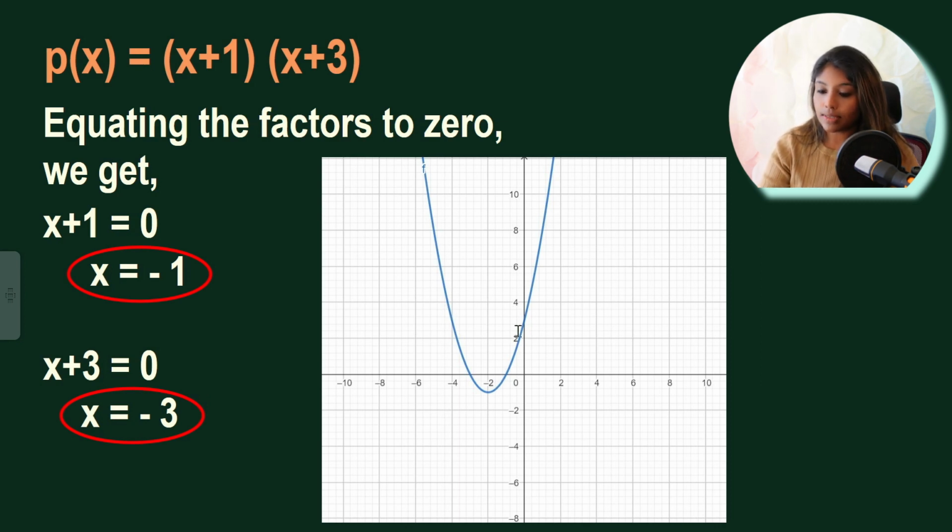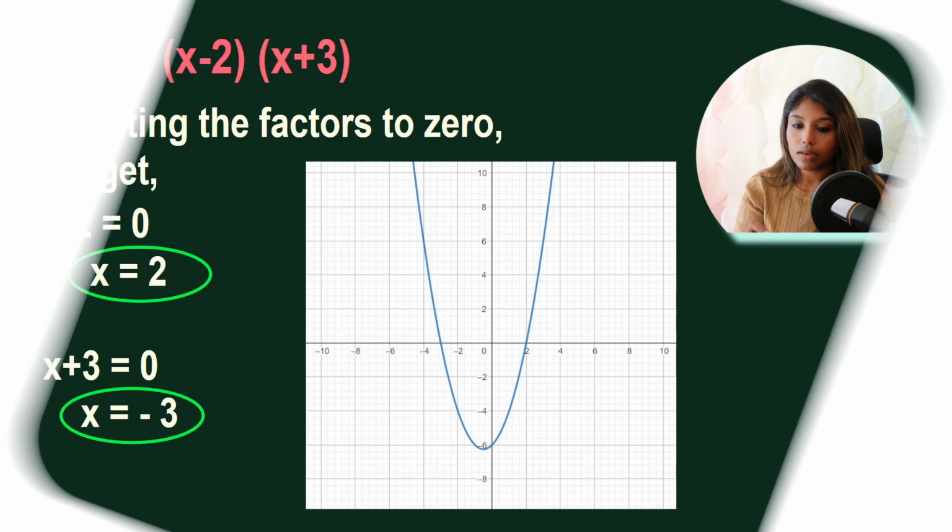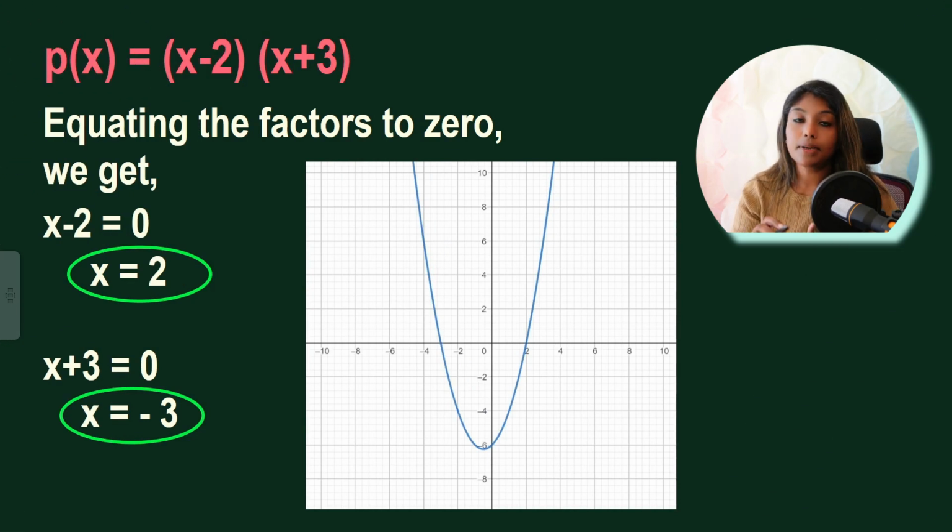So as you look into this graph on the right hand side, you can see that it is meeting at x equals negative 3, and it is also meeting at x equals negative 1. So there are 2 zeros for this polynomial, and both of them are distinctly spotted. Now this example again, this is similar to the previous example. You have 2 different factors, equating them to 0, you get x equals 2 and x equals negative 3. And you can see in the graph as well that it's meeting at negative 3 and it is meeting at positive 2. So there are 2 zeros.